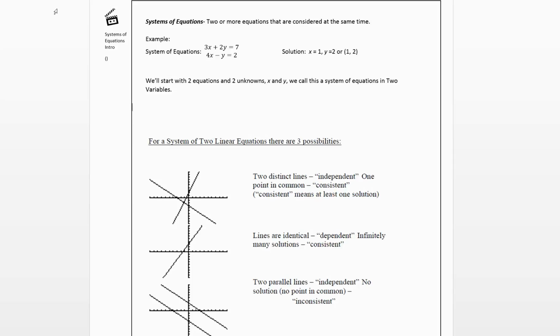So for example, here we have this system of equations. We have 3x plus 2y equals 7 and 4x minus y equals 2. And what we want to do is find all x and y's such that if you plug them into the top one and the bottom one, into each of them separately, they would be solutions. It would all work out.